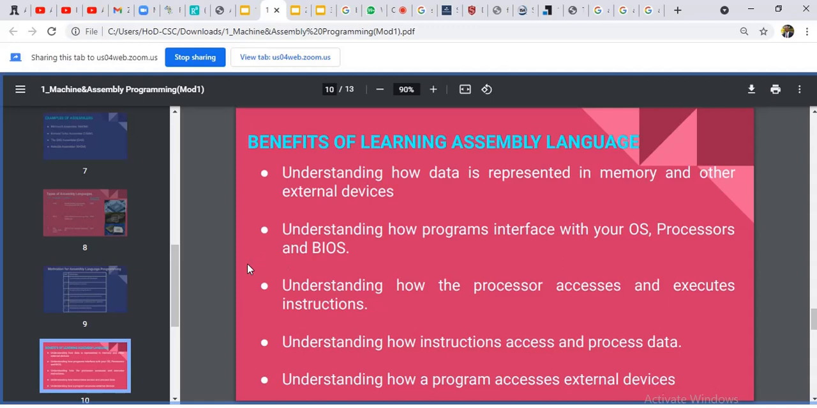Now, these are the benefits for you to learn. Number one, it will allow you to understand how data is represented in memory and other external devices. It will enable you to understand how programs interface with your operating systems, your processors, and your BIOS. What's the meaning of BIOS?